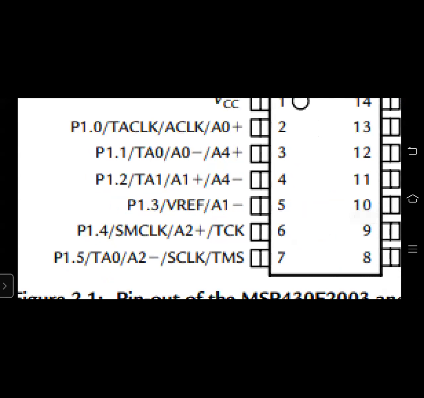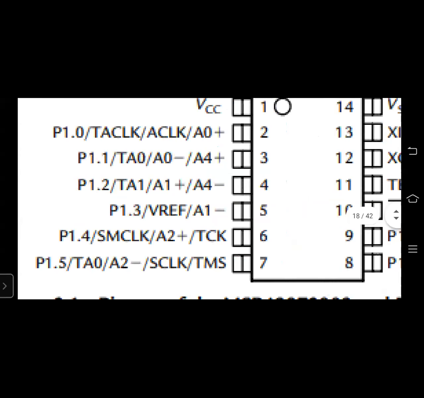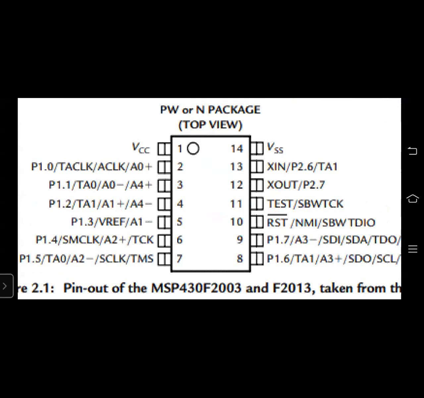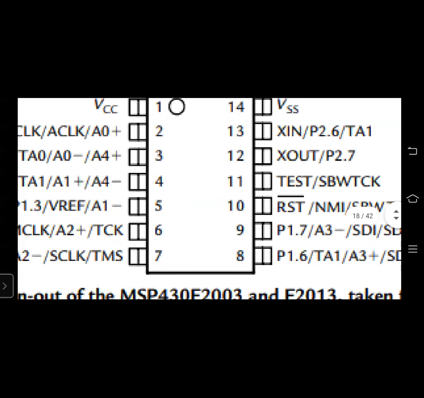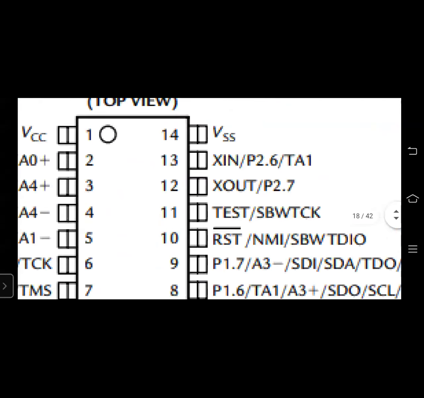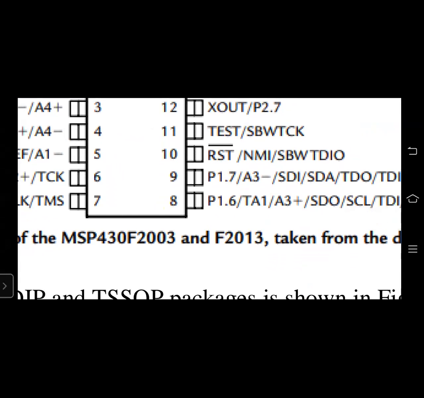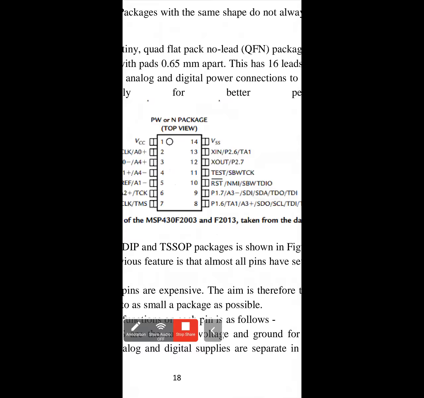So similarly, the functions of all the pins have been given to you. One by one we have to study what the function of each pin is and what the meaning of that is. What do you mean by P1.0? What is the meaning of TACLK? What is the meaning of ACLK? Then on the left hand side, pin number 12, if you see, XOUT, P2.7. Clear? If pin number 10, if you see RST, NMI, SBW, there are 3 functions of that. So what do you mean by all these things? That is what we are going to study one by one. So this is your outside view.